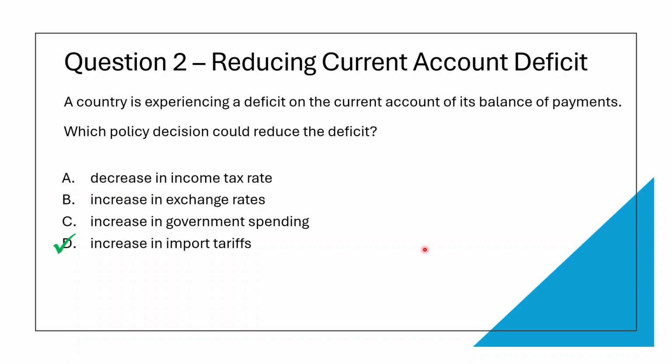The first one is decrease in income tax rate. A decrease in income tax increases disposable income, which increases spending, including more imports. So this would rather worsen the deficit. An increase in exchange rates means the currency appreciates, making imports cheaper and exports more expensive. This would also increase the deficit. And the last option left is increase in government spending, which raises income, which increases consumption. Now some of this spending falls on imports. So imports rise and the deficit worsens. So the correct option is D, increase in import tariffs.